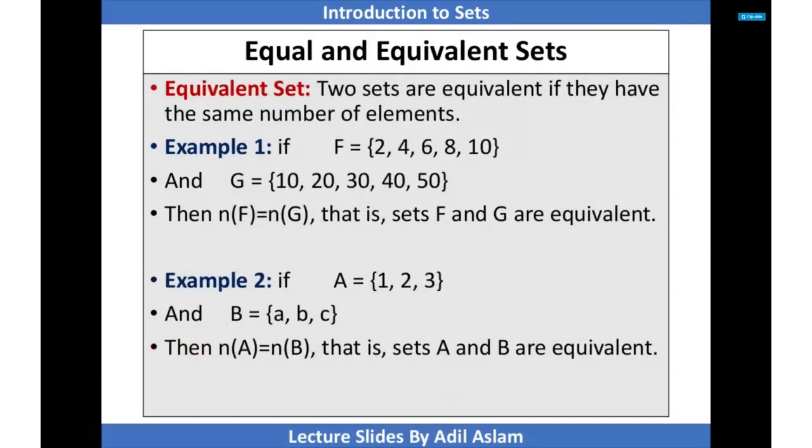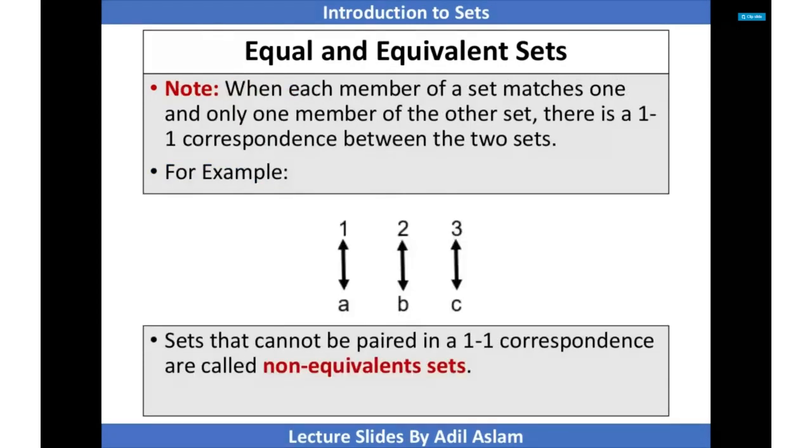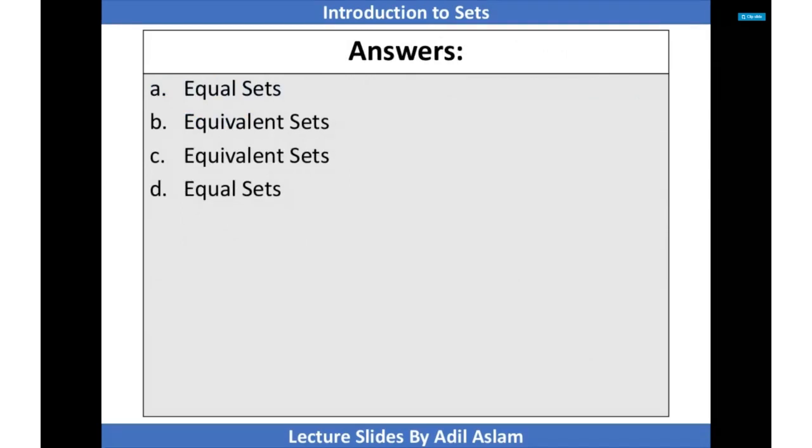So check F and G. We are looking at the cardinality of F and the cardinality of G. If they're the same, then we conclude that those two sets are equivalent sets. Same to A and B in example 2. Okay, so the task there, you can check them at some point.